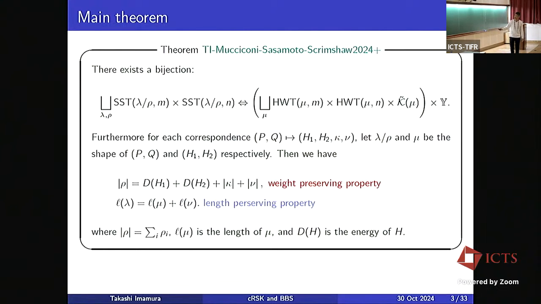The first one is the weight preserving property, which is already introduced by Tomohiro. And we have the length preserving property like this. In the VST case, this length preserving property is a relation about lambda 1, but in this case, because we consider a certain dual version, lambda 1 is replaced by L of lambda. And sorry, this d of h is the energy function, which corresponds to the function h in Tomohiro's talk.